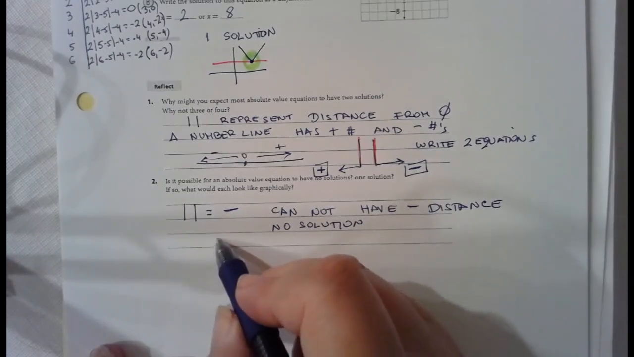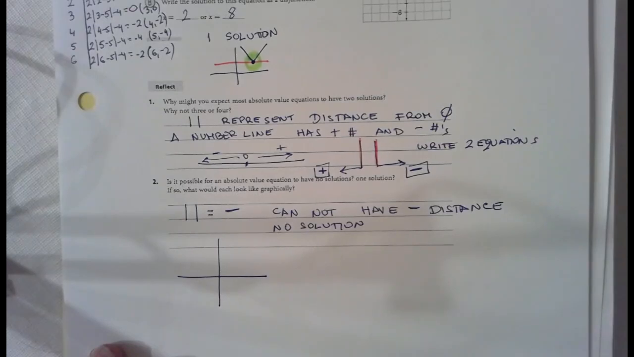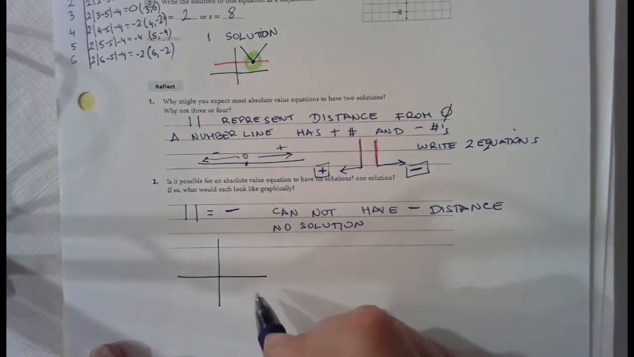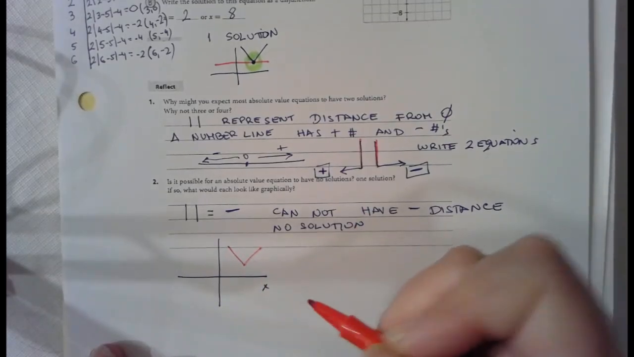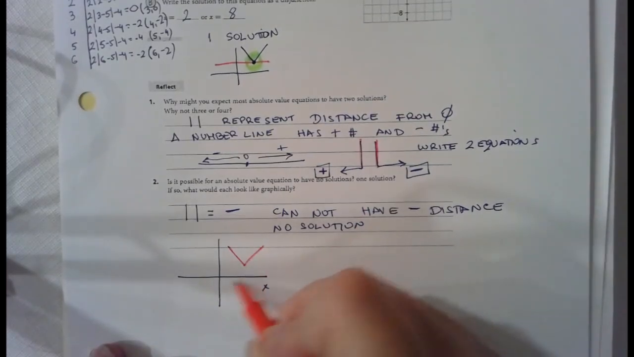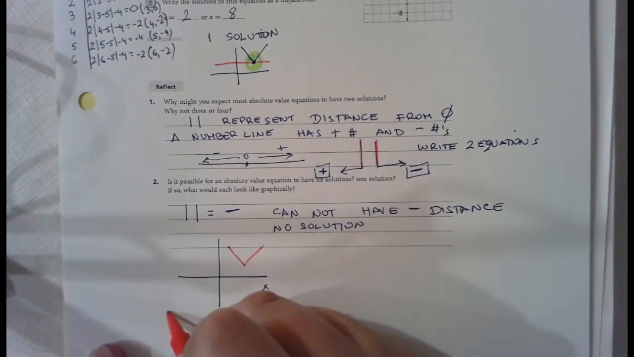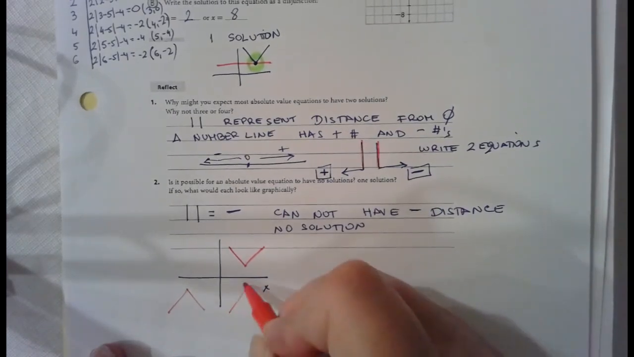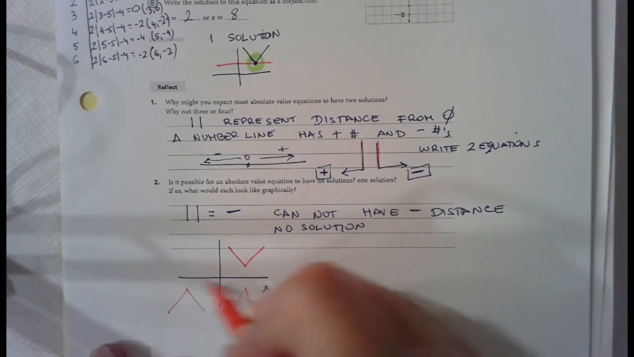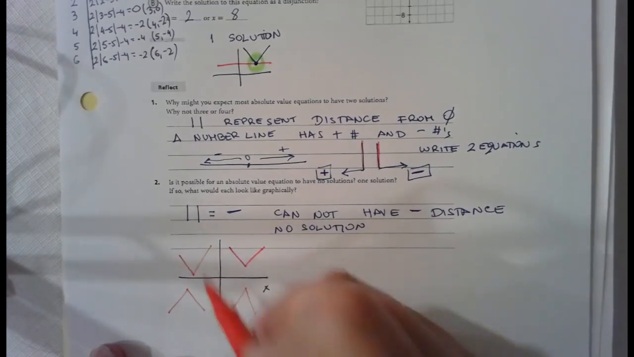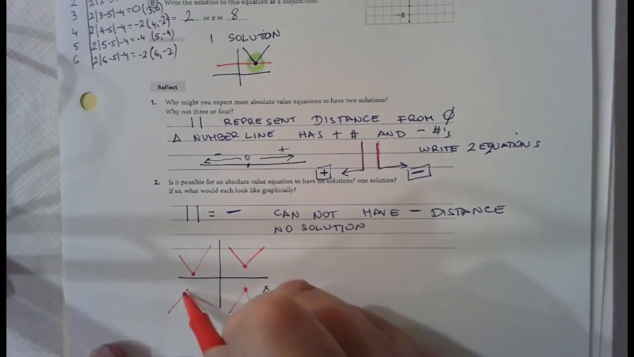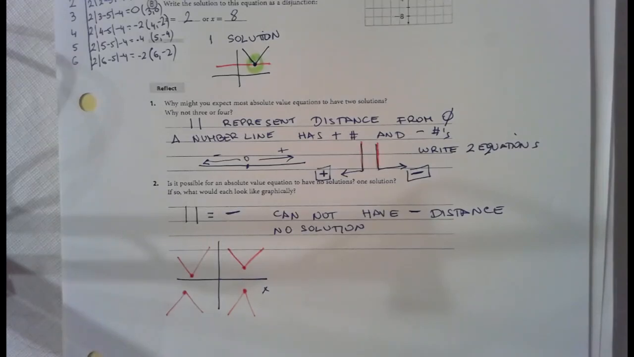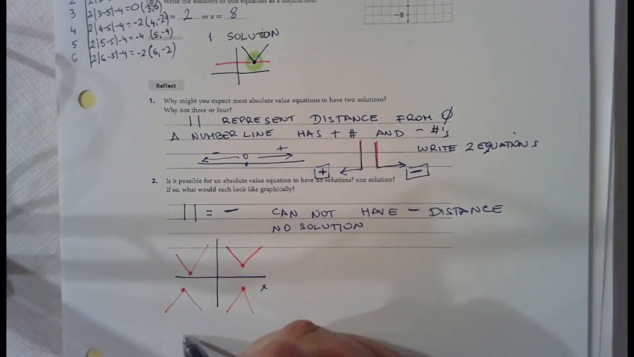So no solution means that my v, if this is my x-axis, my v would never cross the x. So if I have this situation, it doesn't touch the x-axis. I can have this situation where it doesn't cross the x-axis. This would be another one. It doesn't cross, right? It hovers above, but there's no solution because it does not cross the x-axis. This is no solution.